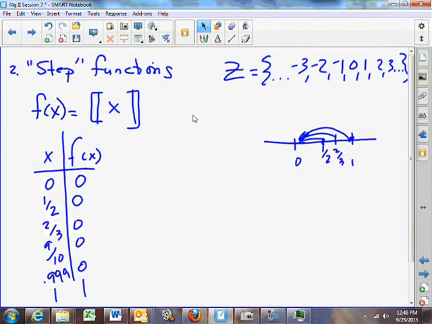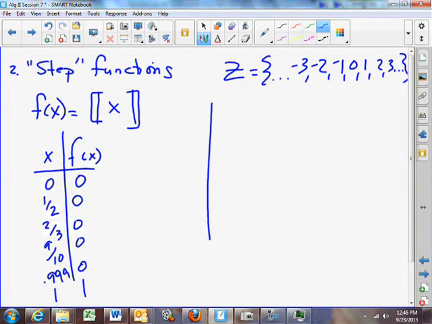So if we were to look at this on a graph, when we were plotting these numbers, here's 1, here's 1. We'd have 0, 0. We'd go to 1/2, we'd still be at 0. We'd go over here to 0.999, we'd still be at 0. But when we actually hit 1, it jumps here. Now, after it jumps, it stays at 1 until we get over to 2.